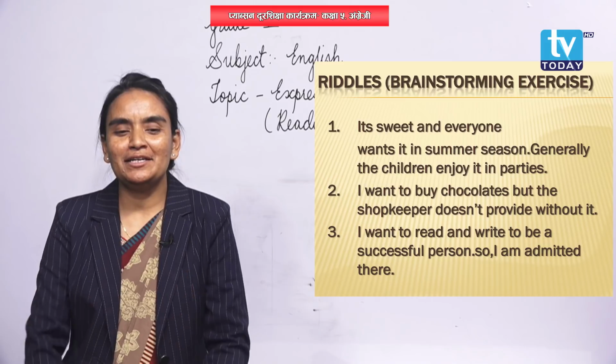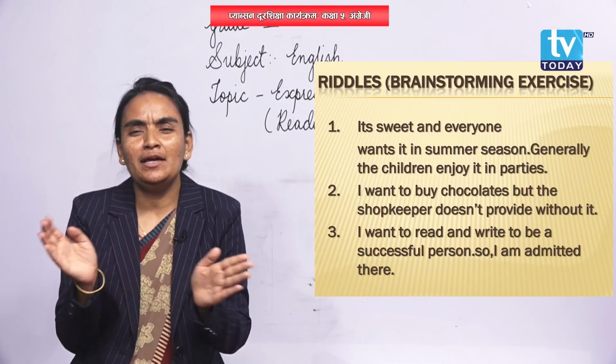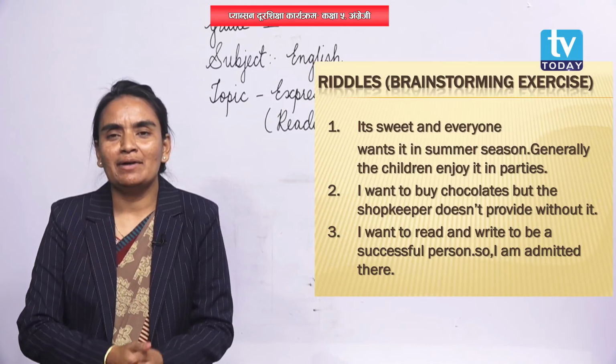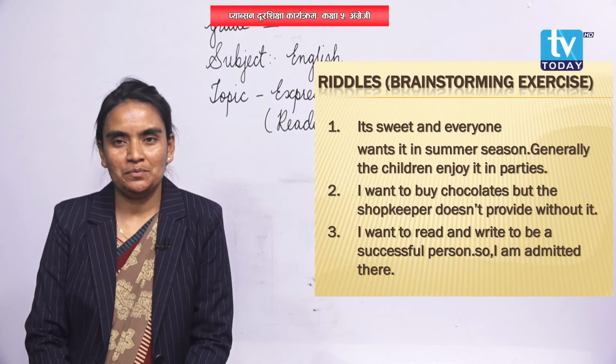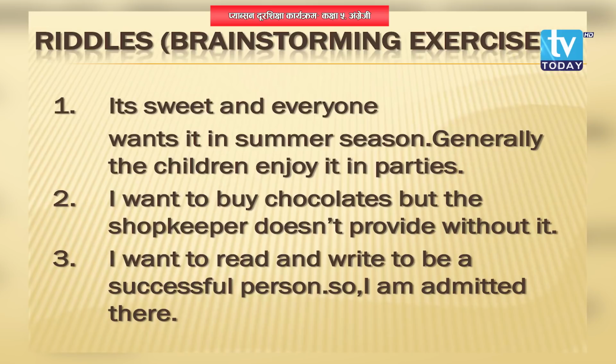Now also we are reading. All the children are there with every necessary equipment to read and write in front of the television set. So, I want to read and write to be a successful person. So, I am admitted there. Where have you been admitted for reading and writing? Now, please guess, children, what is it all about? What's the single word for this riddle? You may have lots of guesses.